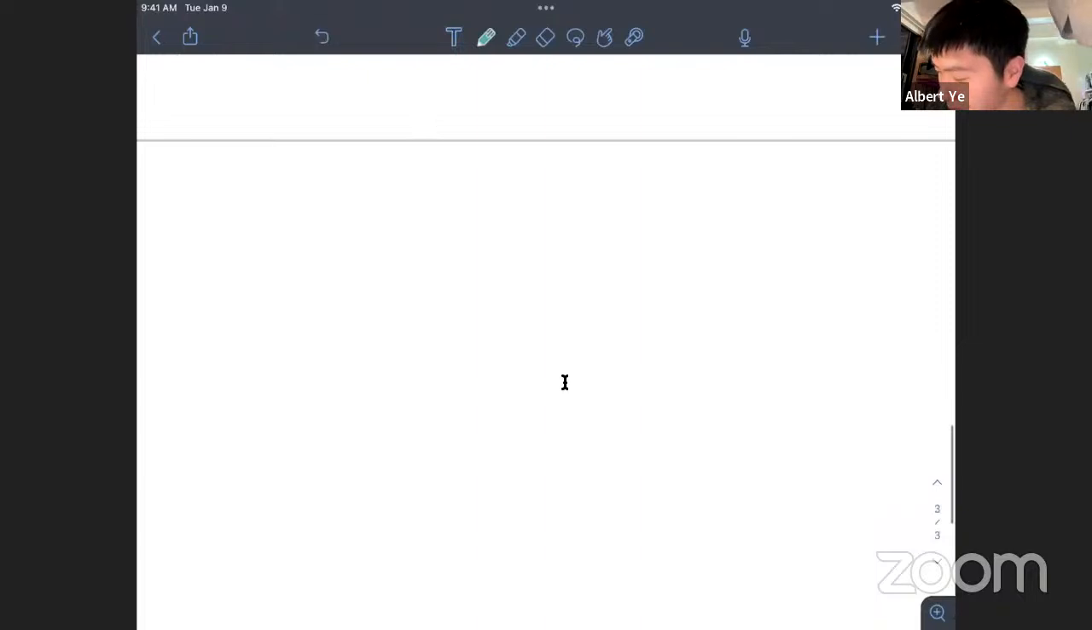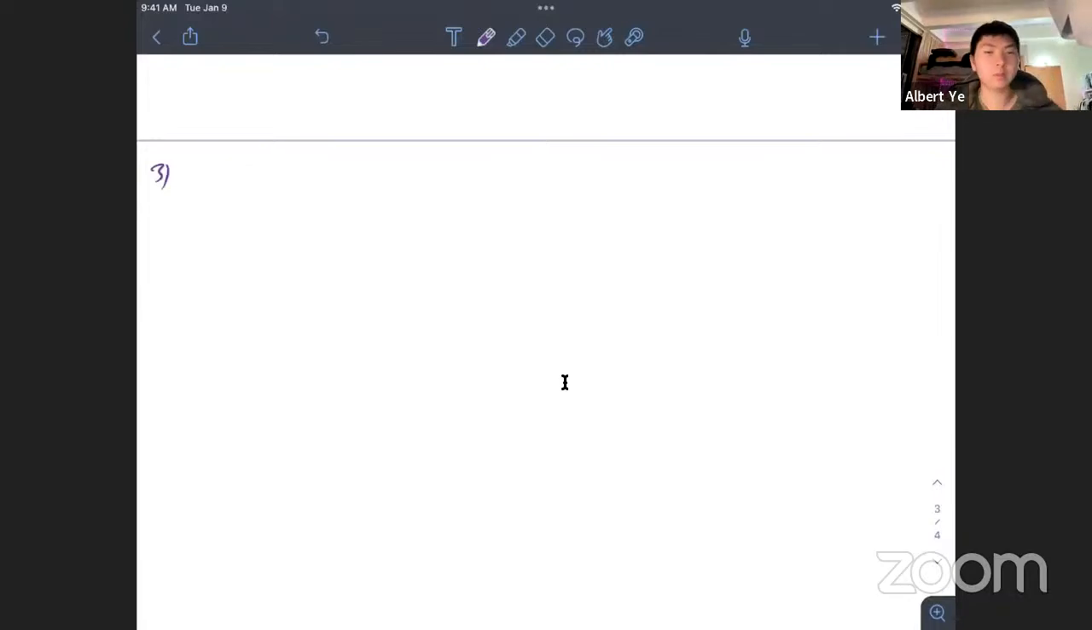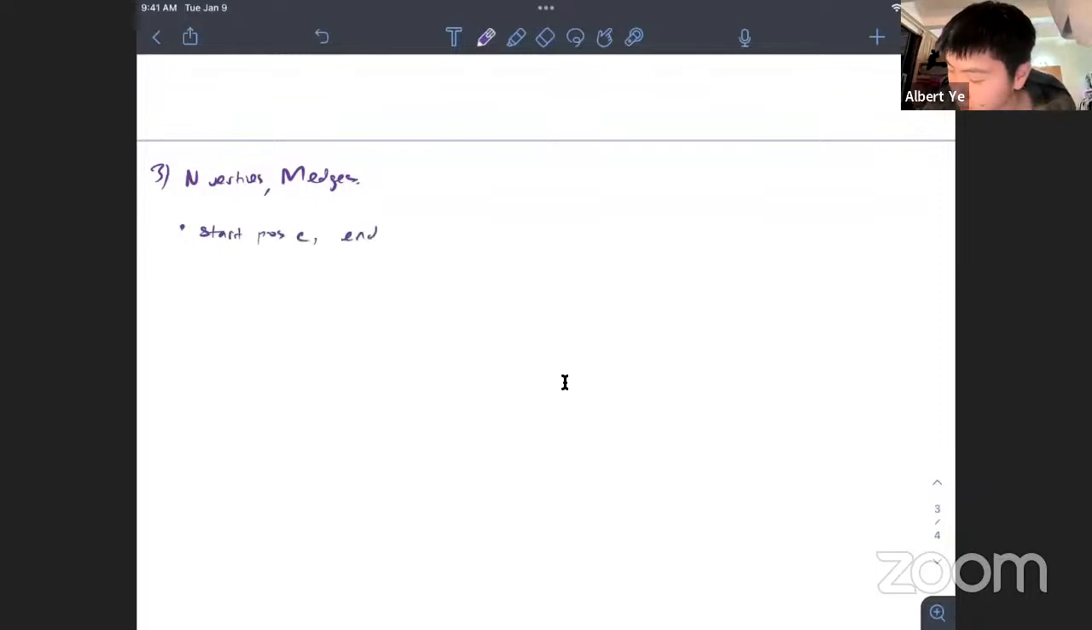Finally, last problem. Problem 3 is a graph one. Yay, this is fun. Woohoo, everyone loves graphs. If I was everyone, everyone would love graphs. Anyways, we got n vertices, m edges. And what's cool about these edges is that you have a start position C and then an end position D, right?